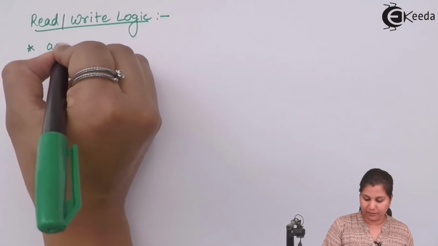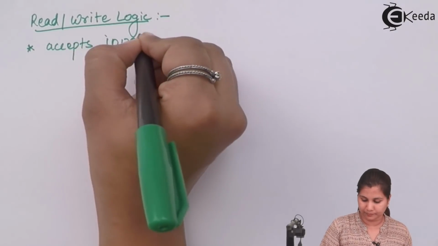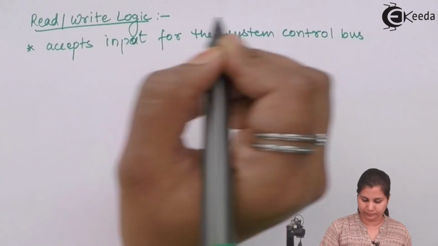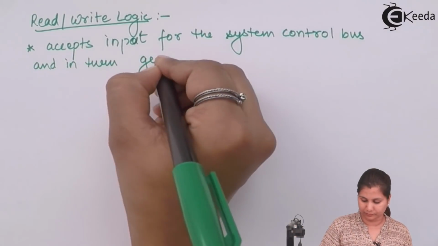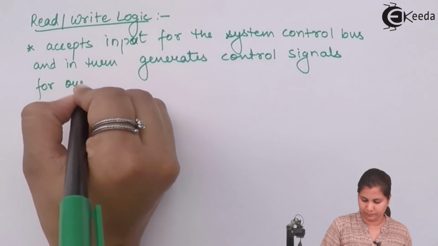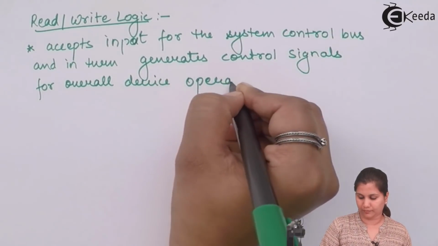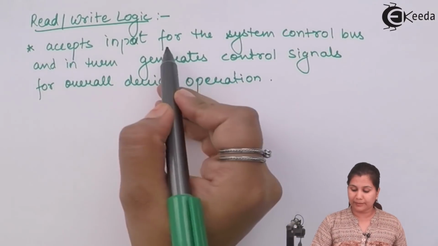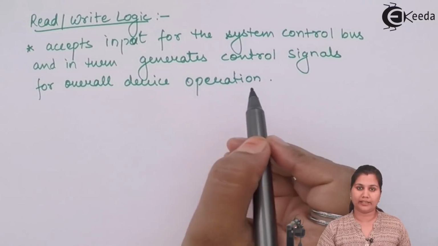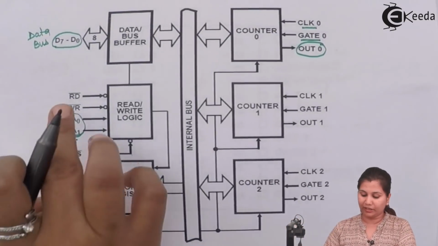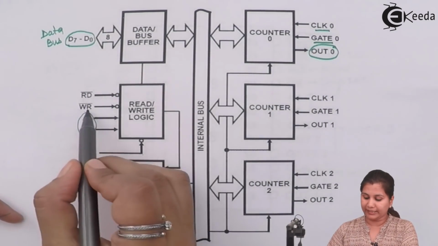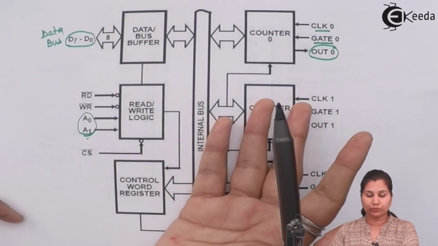It accepts the input from the system control bus, and in turn it generates the control signals for the overall device operation. So you can see that here we have the read signal. When it is activated, then the counters will be read. If write is activated, then the count will be loaded into the counters.